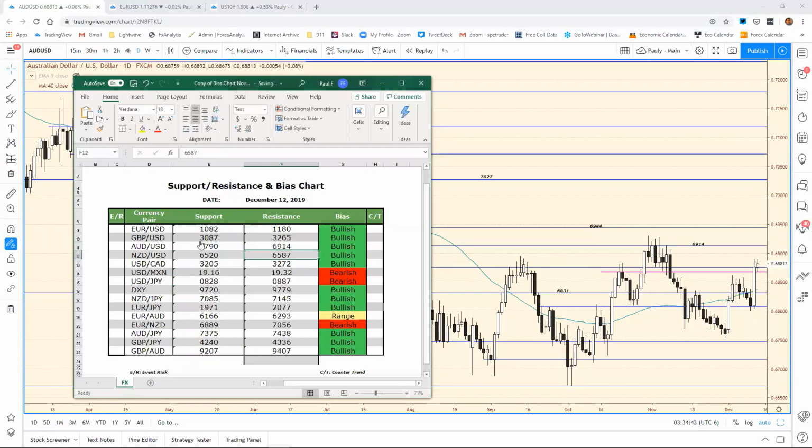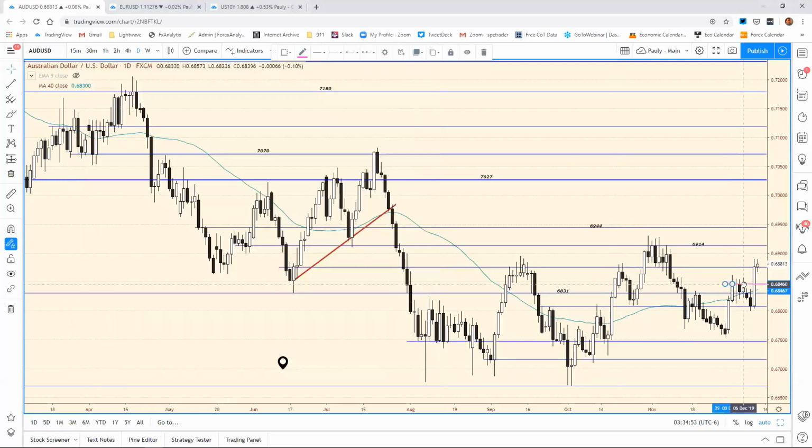Support is going to be, we got it at 68.48, and we're coming out right there. You see right there? So that's what we're coming with for support. Let's move this down here. There we go, 68.48.